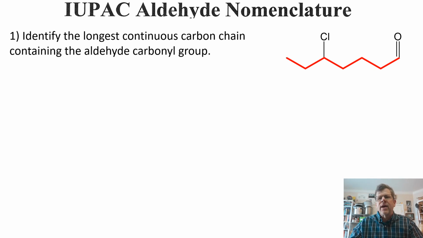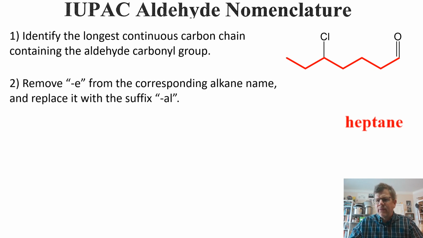If this were a 7-carbon alkane, it would be heptane. But it's not. It's an aldehyde. So the rule here is we remove the E from the corresponding alkane name and replace it with the suffix al. Heptanal, because it's an aldehyde. So that suffix at the end gives you an indication, like when you see al, oh, we're naming an aldehyde. So we can add that to the constellation of hints if we're ever at a loss of how we're going to name a compound.